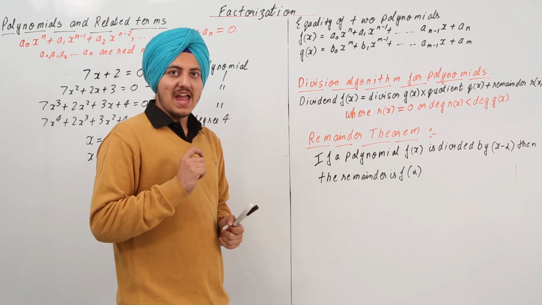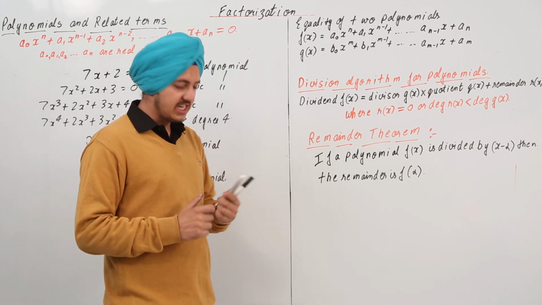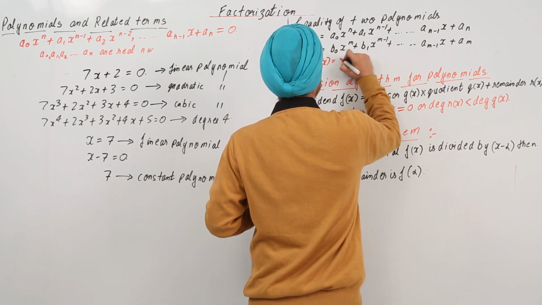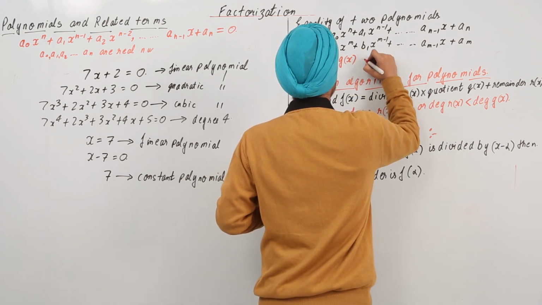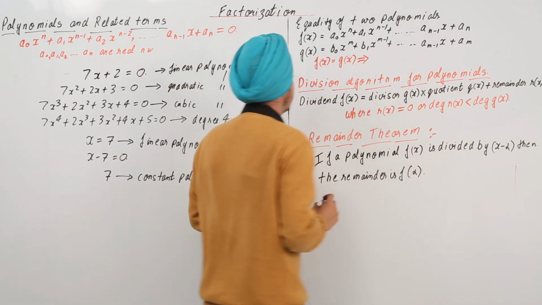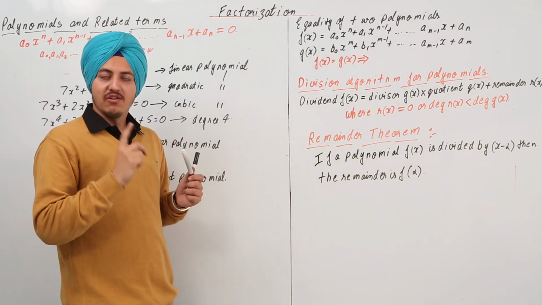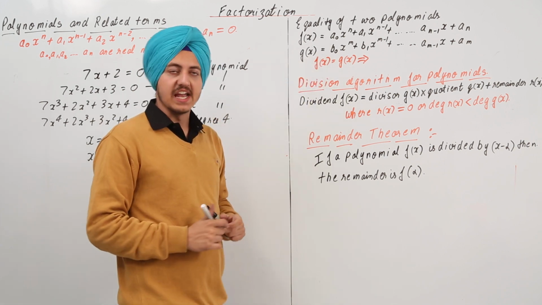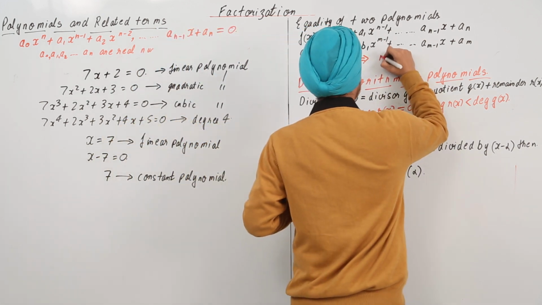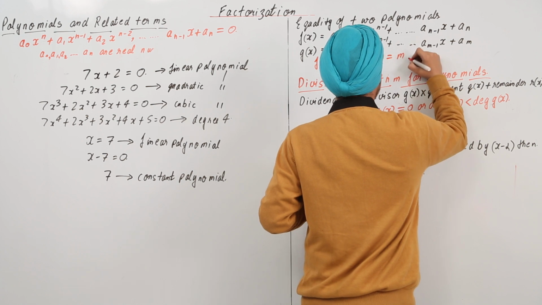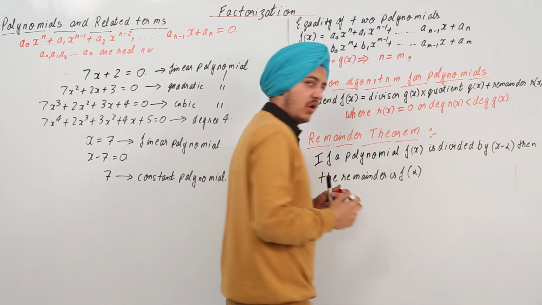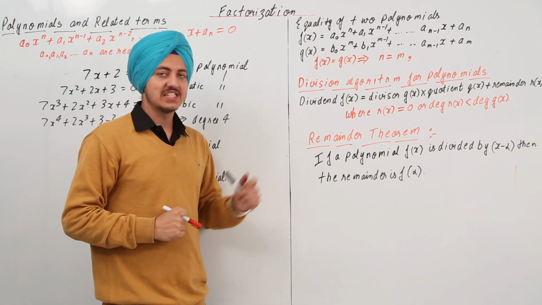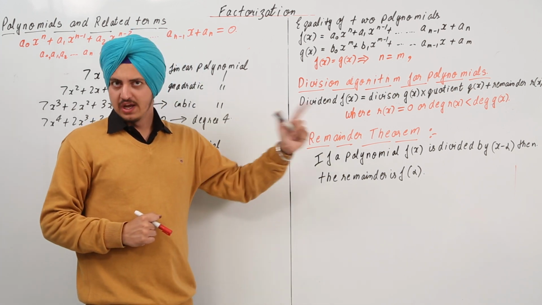Now if f(x) and g(x) have to be equal, which is written as f(x) equal to g(x), what are the conditions for that? The conditions for that are, first of all, the degree of f(x) should be equal to the degree of g(x). That means that n should be equal to m.